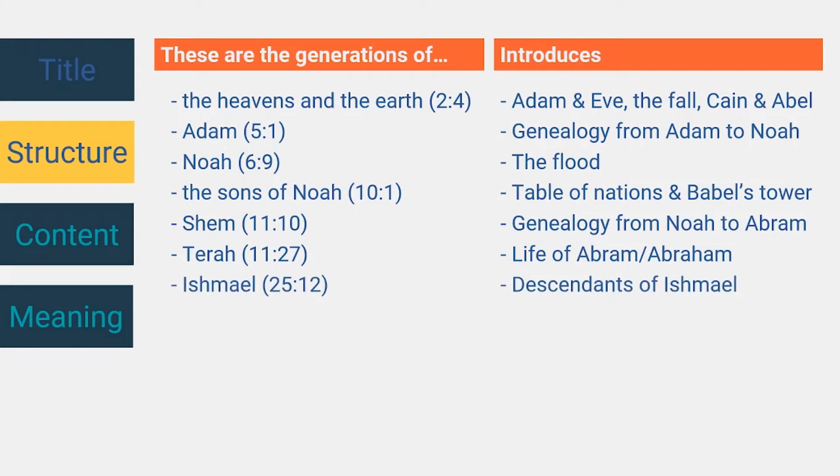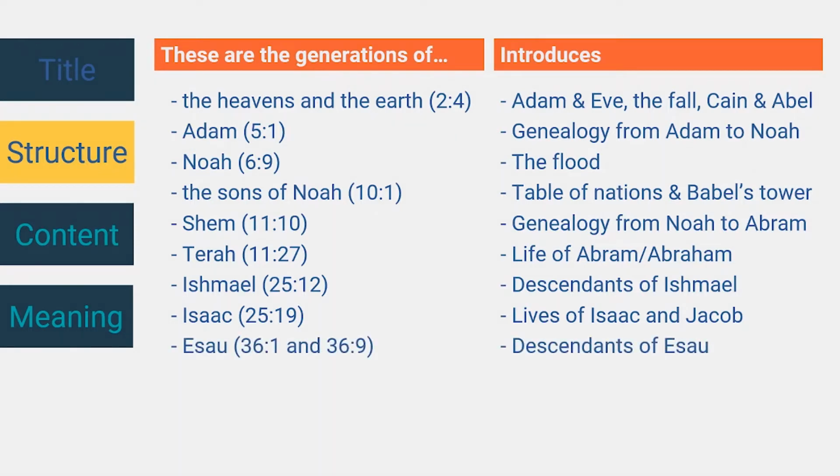The list of the descendants of Ishmael starts in 25:12, and the lives of Isaac and Jacob start in 25:19, and are introduced as the generations of Isaac, the son of Abraham. Esau, or Edom, gets a double introduction for his genealogy in 36:1 and verse 9. And the final time this phrase shows up is in 37 verse 2, where it reads, "These are the generations of Jacob," and that section focuses on Joseph.